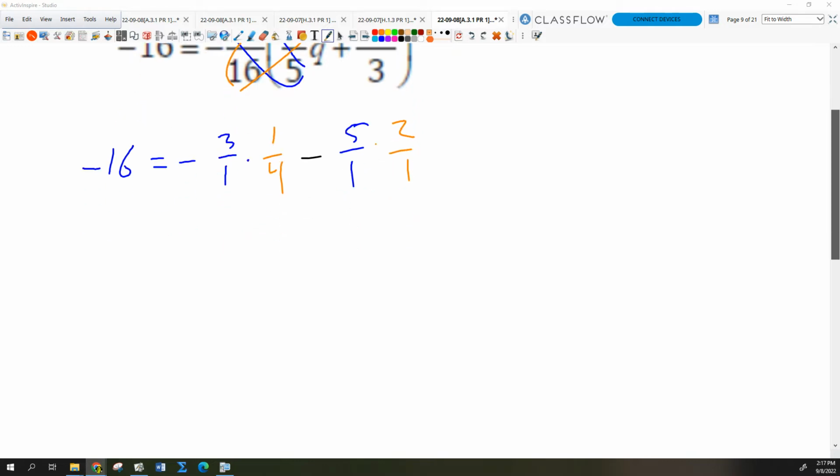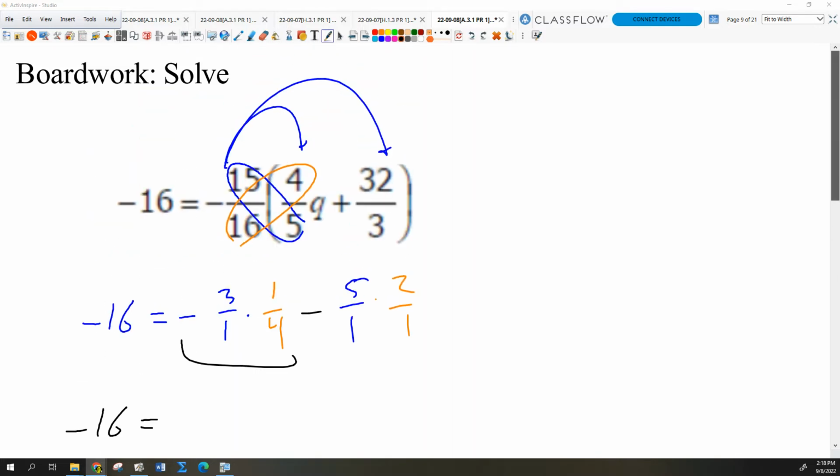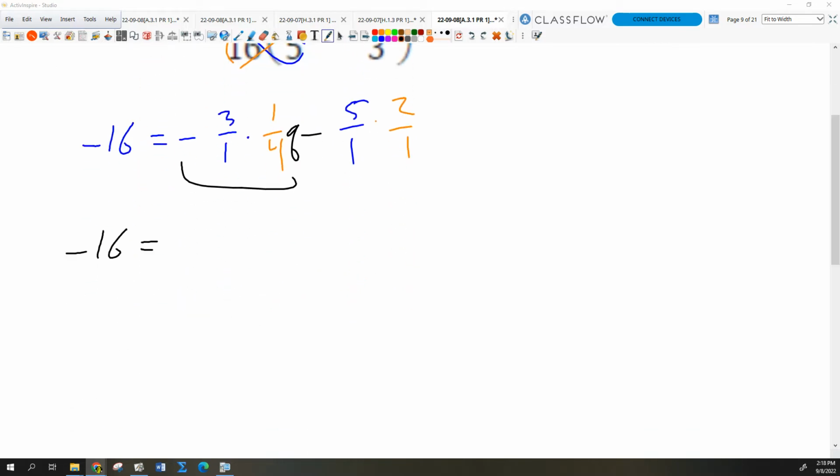So what do we get then? We get negative 16 equals, yeah, if I multiply straight across, I get negative 3/4. And there was a variable there too, wasn't there? Yeah, there's a q, it looks like. So we get a negative 3/4 q minus 10.